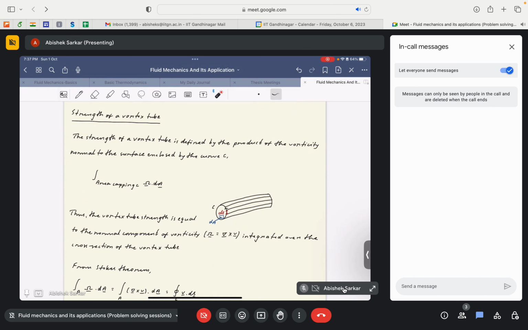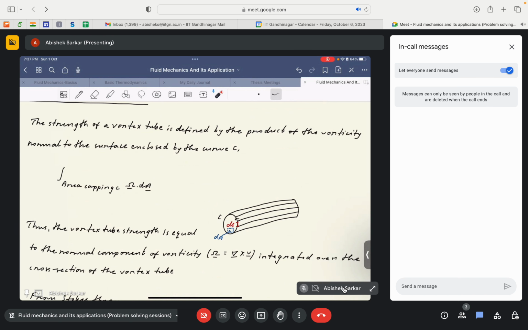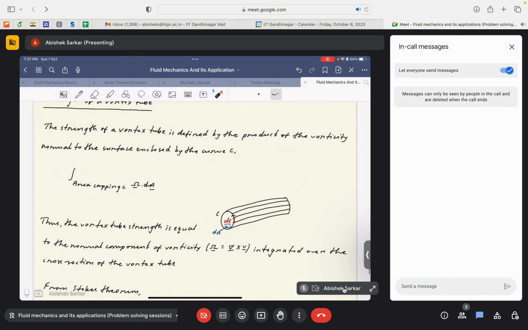Okay, so strength of a vortex tube. The strength of a vortex tube is defined by the product of the vorticity normal to the surface enclosed by the curve C. Here the area that we consider is the area enclosed by this closed circuit, or this closed loop, in a vortex tube. So it will basically give the integral over the area enclosed by curve C of the product of the vorticity vector omega and the area vector, where omega is del cross V.